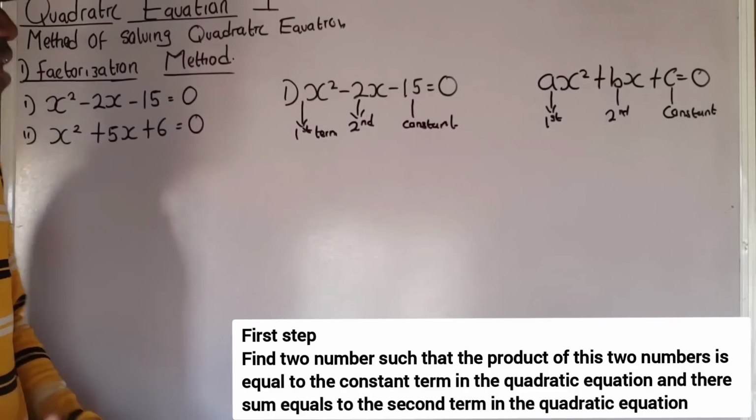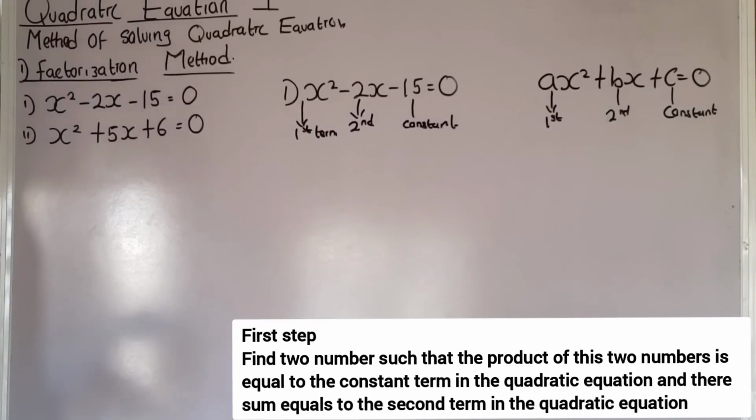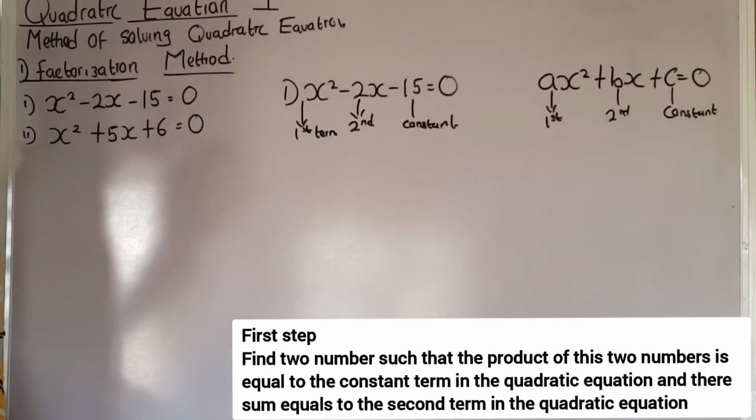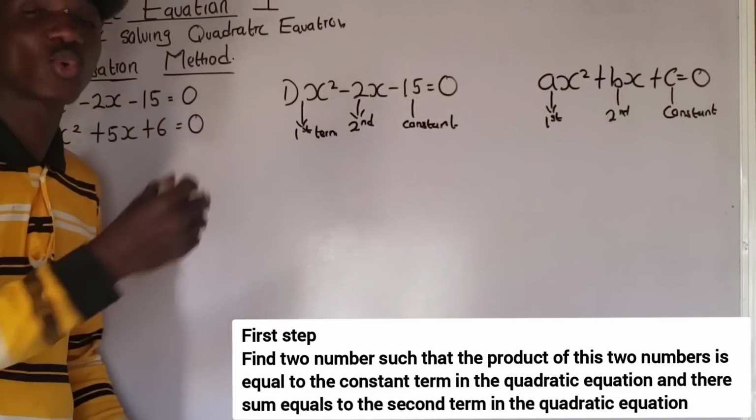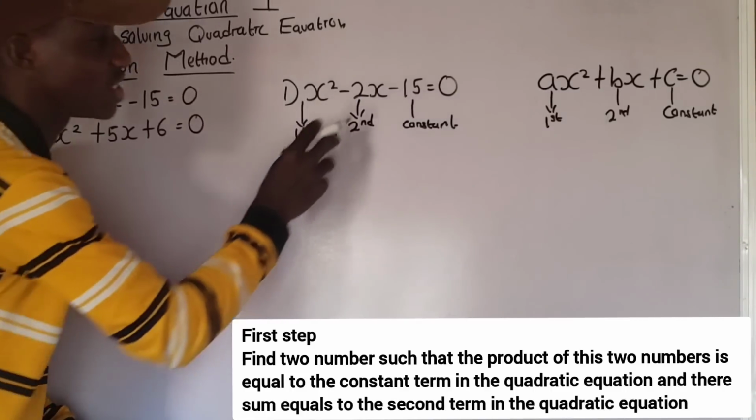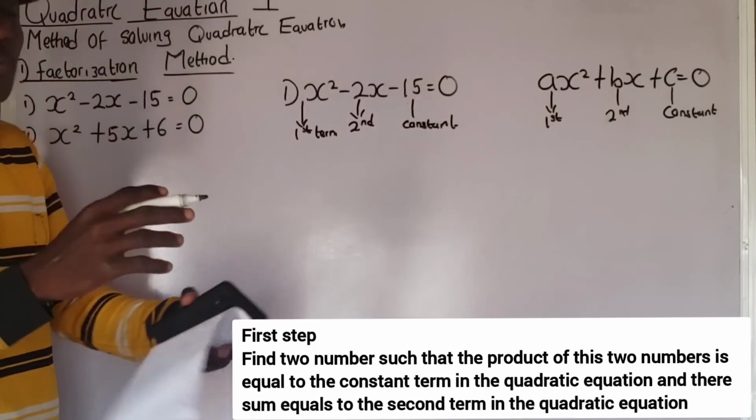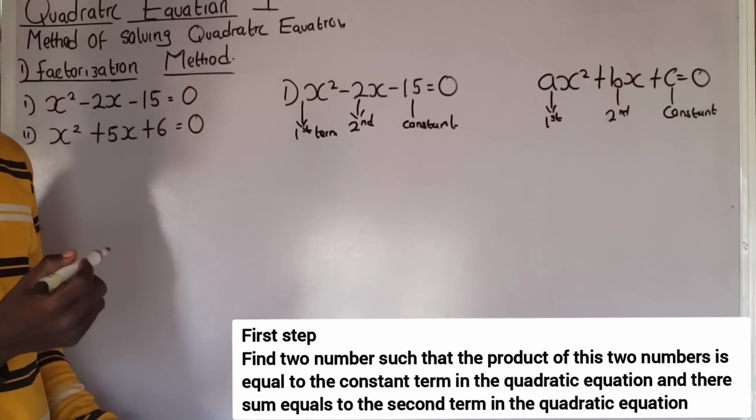You understand? Now, all you have to do in an attempt to solve this quadratic equation using the factorization method is to find 2 numbers in which their product is equal to the constant term. The constant term is negative 15, rather. So find 2 numbers in which their product is equal to negative 15 and their sum is equal to the second term, which is negative 2. Do you understand now? That is it.